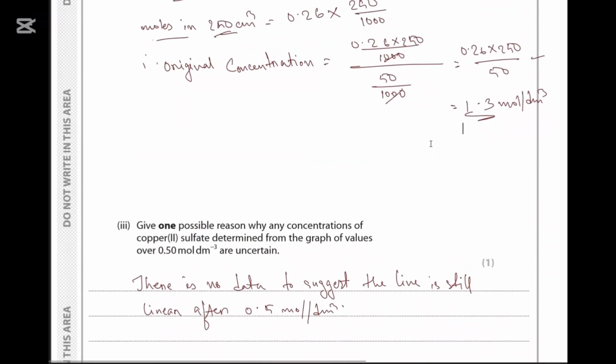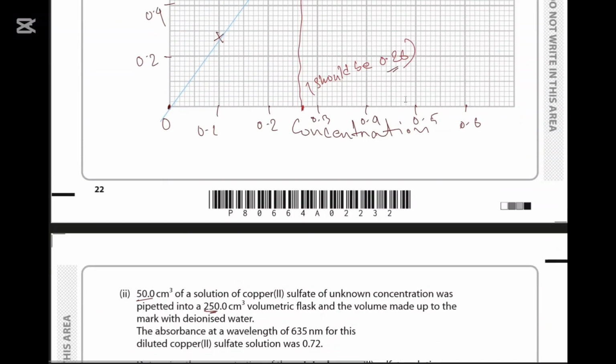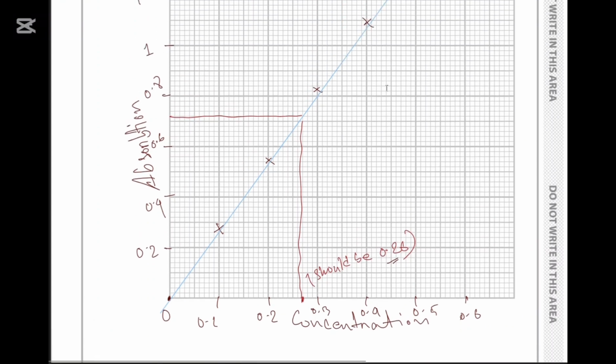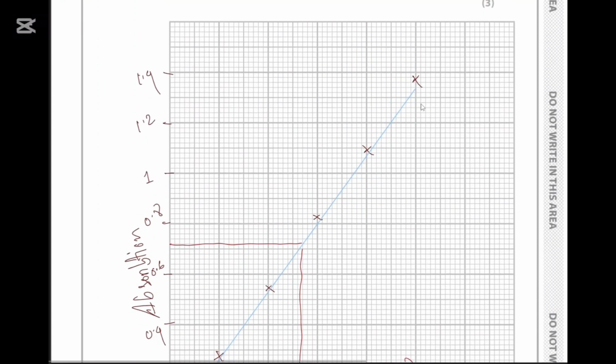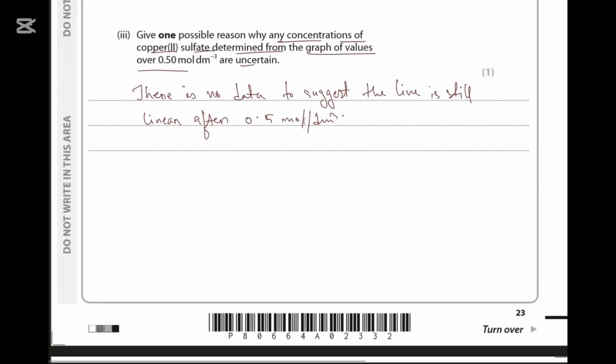Number three, give one possible reason why any concentrations of copper sulfate determined from the graph for values over 0.5 are uncertain. In the graph, we don't have any value over 0.5, so we don't have the data for 0.6 mole per cubic decimeter or 0.7 mole per cubic decimeter. So we cannot be sure that after this point the graph remains straight, or remains linear. It will become this or like this. We don't know for sure, okay? Which is why the values we obtain after this will be uncertain.